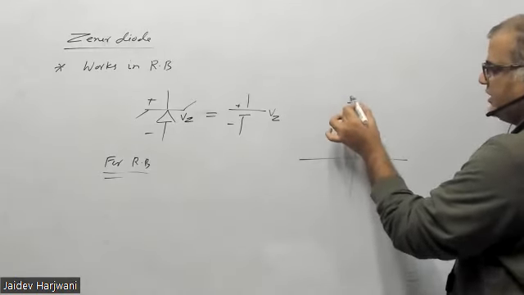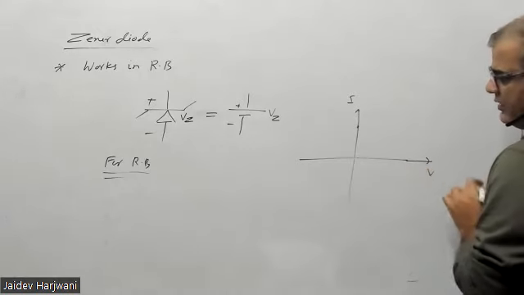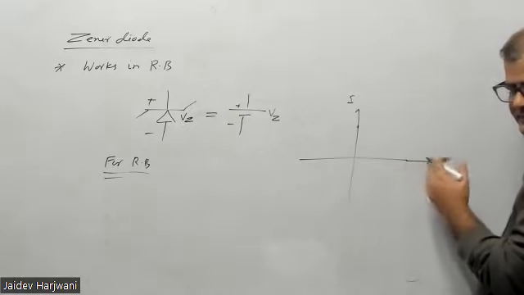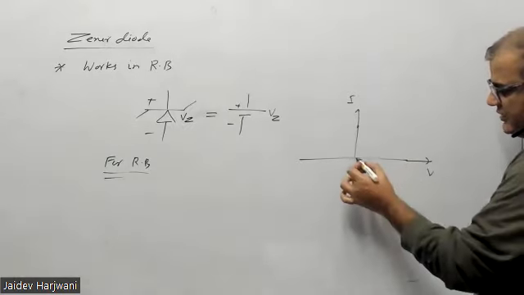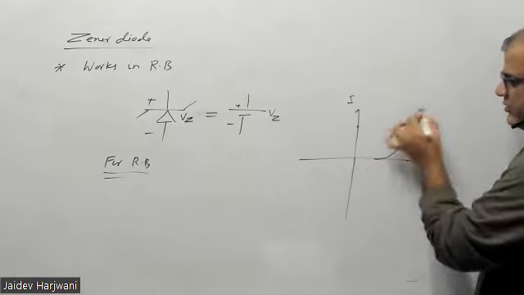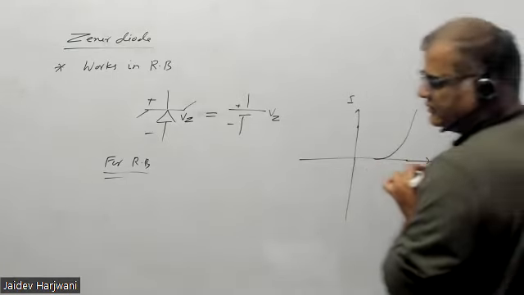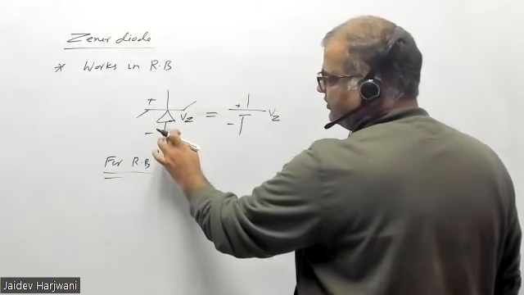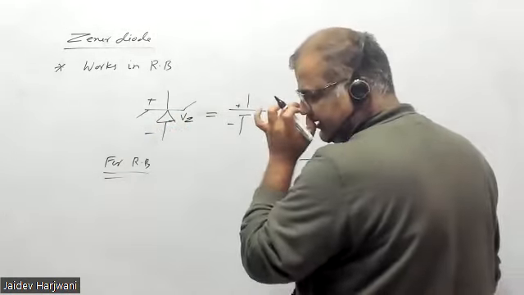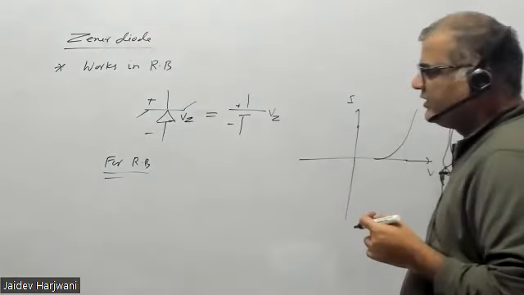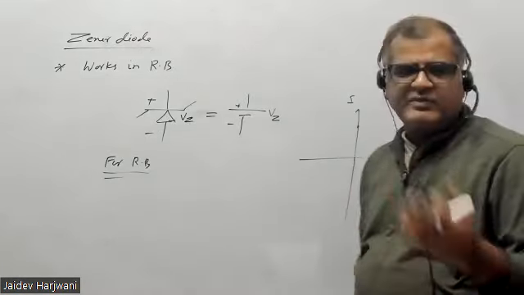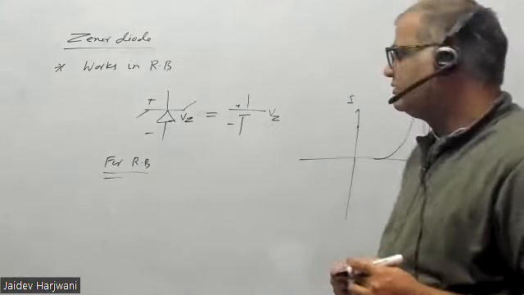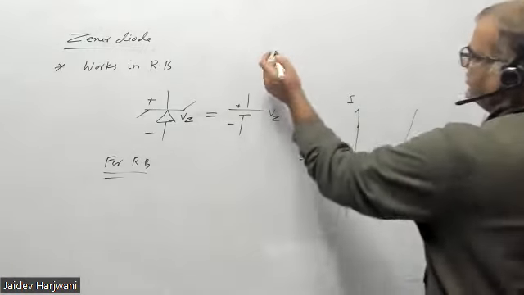So if I say this is my I and this is my V, okay. So Zener diode in the forward bias, there is no change. It behaves exactly like an ordinary diode, so you can replace it like an ordinary diode. If it is ideal, or if you have plus here and minus here, then you can write forward bias. It will be replaced by either 0.7 volt or by a short circuit. So Zener diode in forward bias is like an ordinary diode.